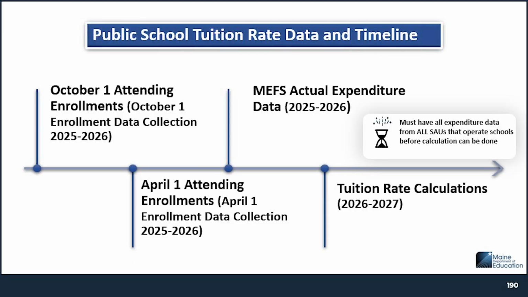So public school tuition rate data timeline. In order to calculate your rates, we need this information. We already have your October data. We already have your April data. We will need your MEF's actual expenditure data before we can calculate any rates. And we have to have everyone's data because we do a state average. So if we don't have everyone's, we can't do anyone's. So that's why we're late sometimes, is because Terry's beating on people to get their data in.